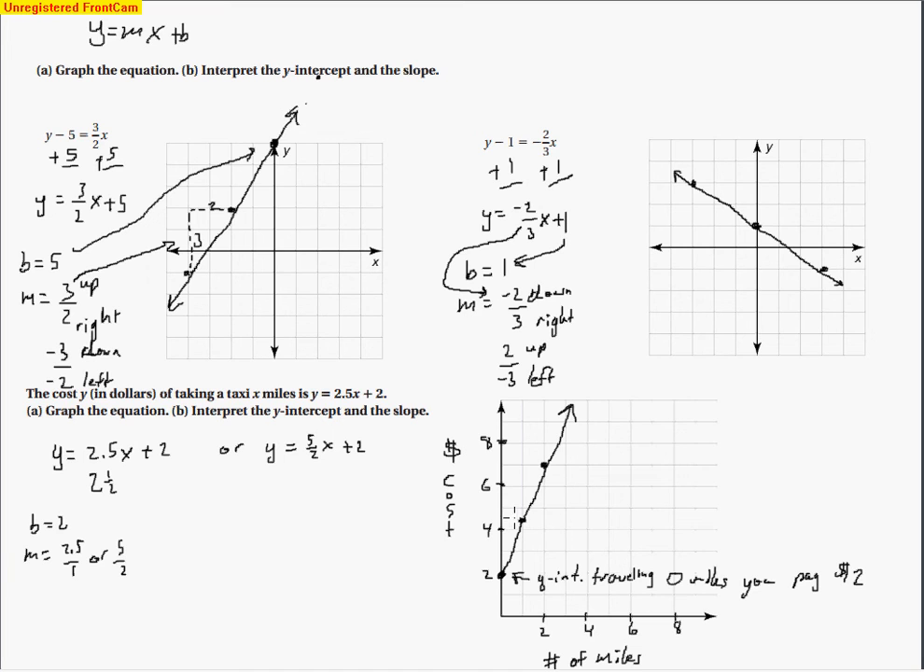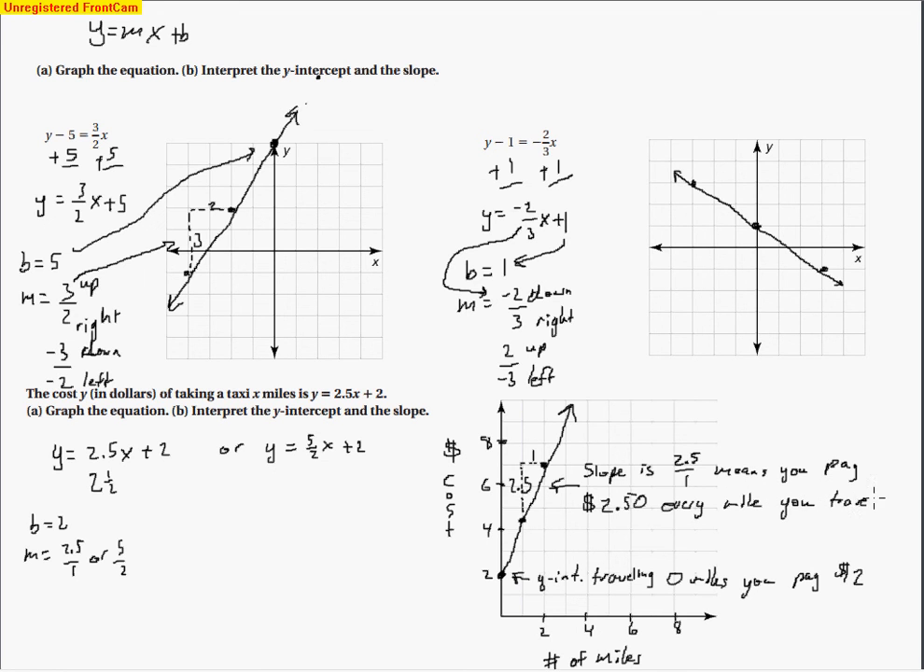And so the slope, and let's go ahead and take a look at what a slope is. This is our slope. Our rise, so we rose 2.5 over 1. And so this was 2.5 rising and then over 1. So the slope is, we'll use that 2.5 over 1 this time, means you pay $2.50 every mile you travel.